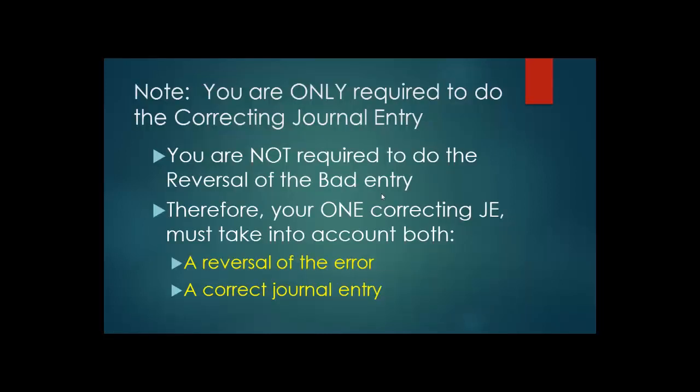So those are our 5 examples. And remember, you're only required to do the correcting journal entry. You don't book the reversal of the bad entry. You don't rebook the correct entry. You do one big correcting journal entry that takes into account both the reversal of the error and a correcting journal entry.